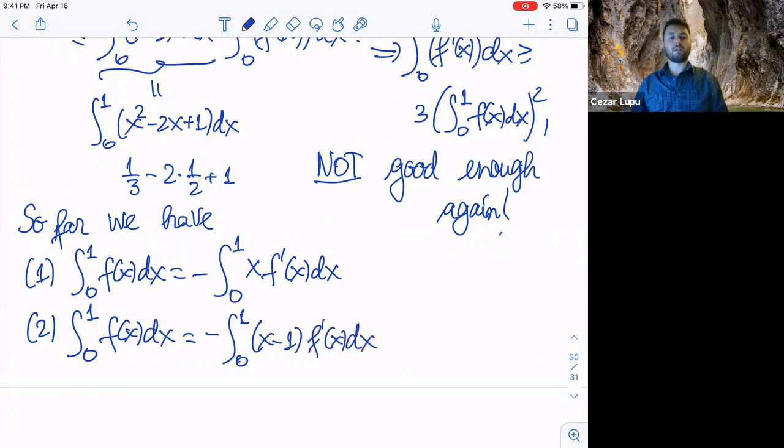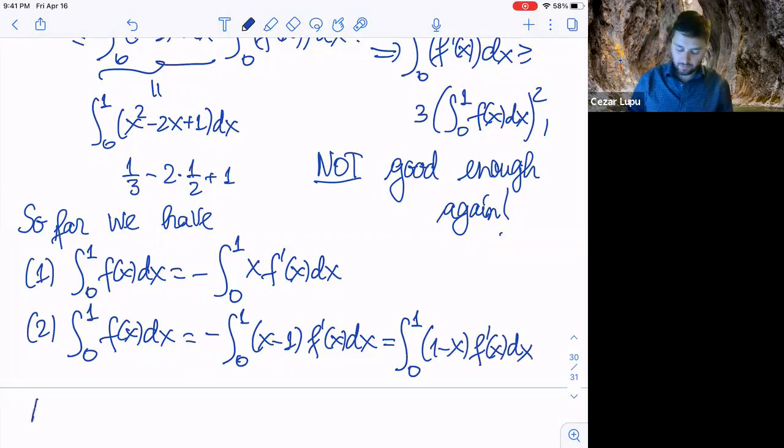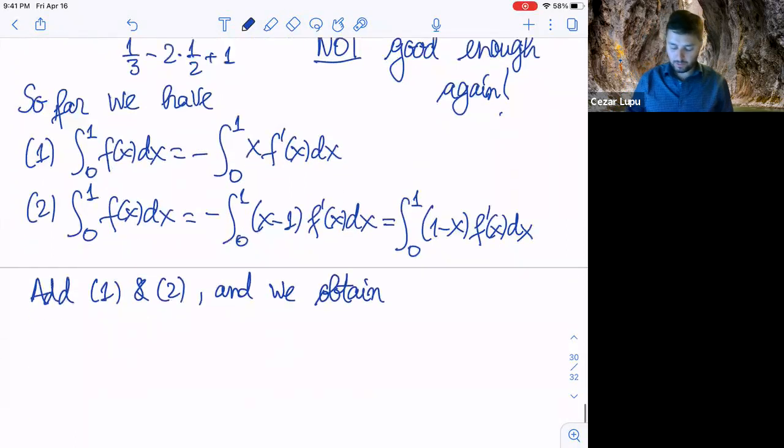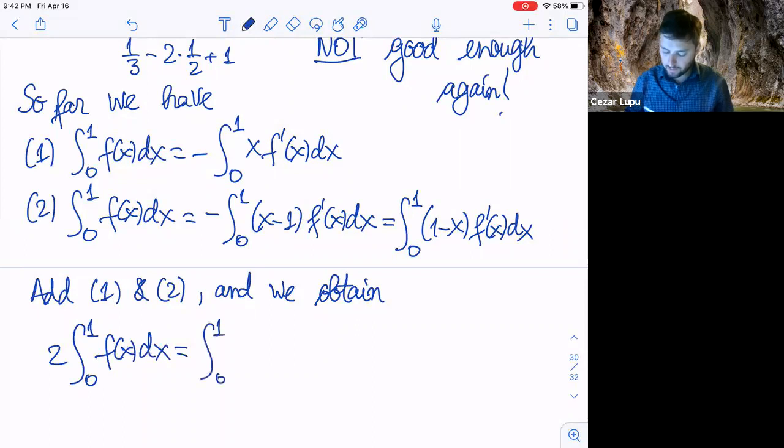So maybe we could use these two relations at the same time. And what I was thinking is maybe this guy can also be written as the integral of 1 minus x times f prime of x dx. Great, let's add these two. So add 1 and 2, and we obtain that 2 times the integral from 0 to 1 of f of x dx is the same as the integral from 0 to 1 of, this will give us, 1 minus 2x f prime of x dx.